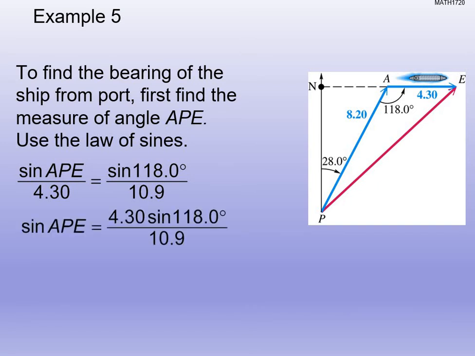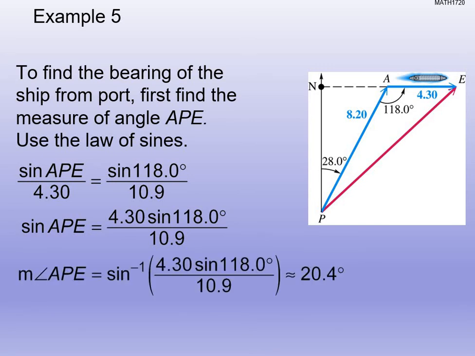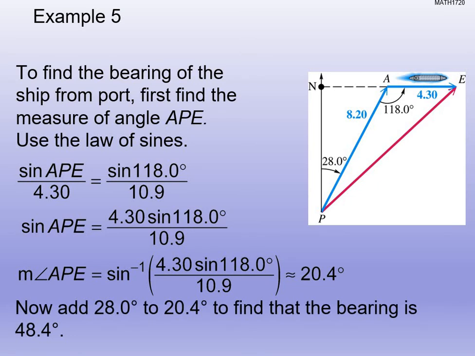So when you do that and solve for sine of APE, we should be able to do that. And remember, you have to do sine inverse. We should approximately get 20.4. So now we take the 20.4 plus the 28 degrees, and that'll give us its bearing from port. Okay, so we're finding that very small angle there, so the bearing from port is 48.4 degrees.